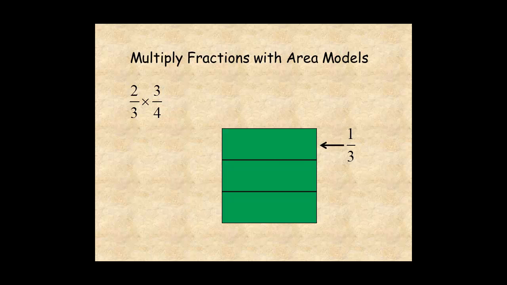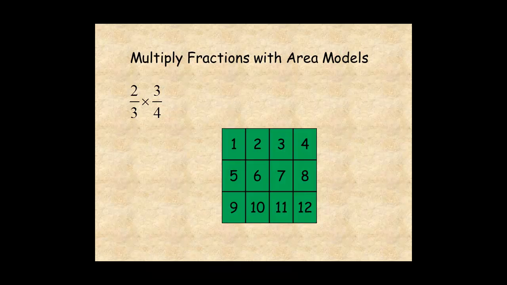Then, since the denominator of the second number is 4, divide the rectangle into 4 equal columns, so that each column represents 1/4 of the whole. Notice that the whole unit has been divided into 12 equal parts. So the area of each part represents 1/12 of the whole.